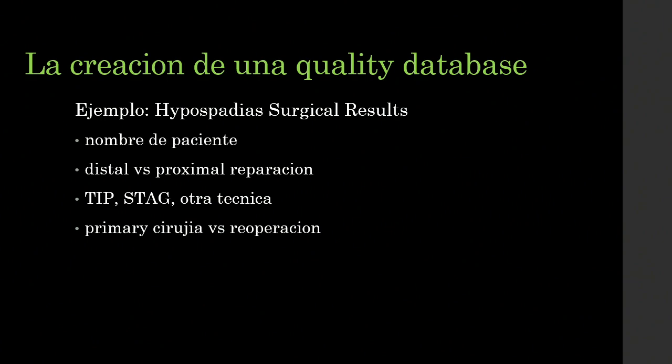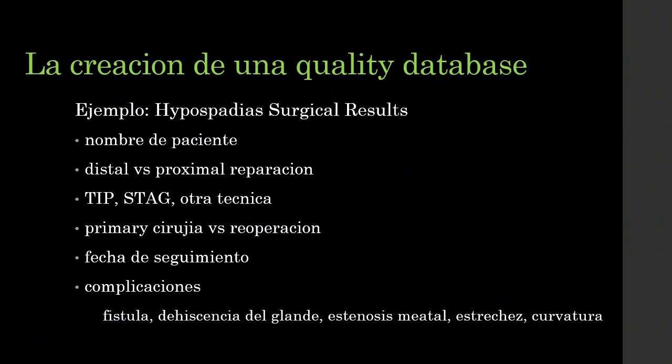So let's talk about the creation of a quality database. If it is for hypospadias, what do you need to keep in it? It's very straightforward. You need a name or a number of the patient. You need what surgery you did. For us, it's a distal or a proximal repair. They had a tip or a stag. And you need whether it was a primary surgery or reoperations, because reoperations always have higher failure rates. And then when they come to see you at follow-up, you need the date that they saw you and if they had a complication or not. That's it. You can do it in just a few minutes.